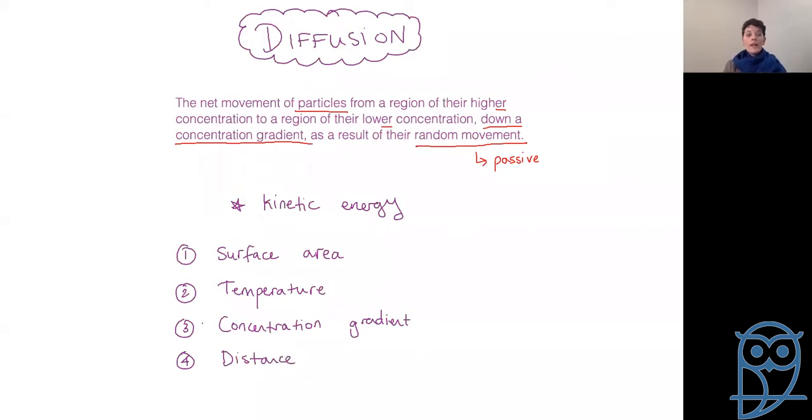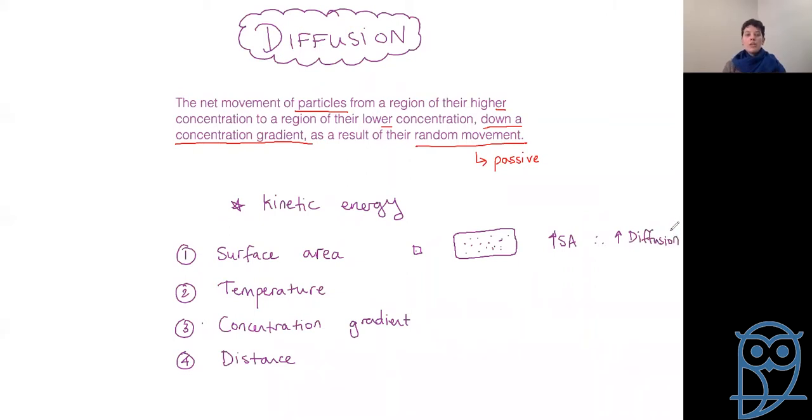When we are talking about surface area, we're talking about the space over which things can diffuse. If you have a small space, then you can get a little bit of diffusion. If you have a bigger space, then of course you can have more diffusion. So increasing surface area increases the rate of diffusion.